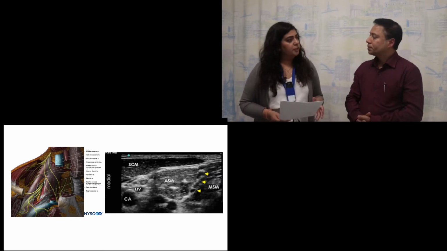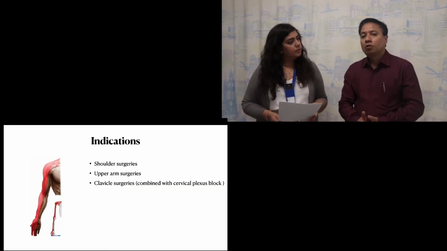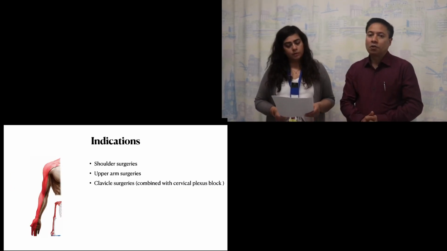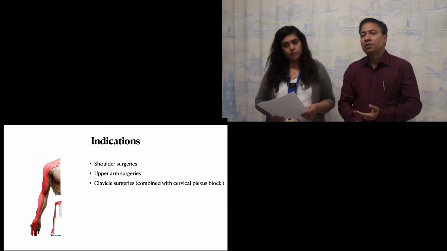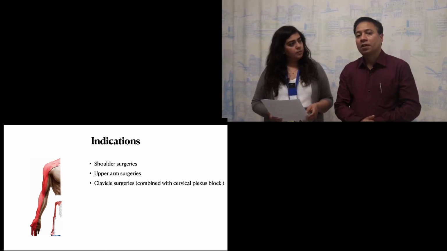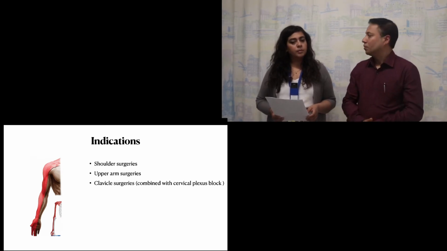So for which surgeries would you use this interscalene block? The interscalene block is most commonly used for shoulder surgeries, which could be open or arthroscopic. Other common indications are humeral surgeries, for proximal humerus fracture, and also some lateral side of the clavicle surgeries where it can be useful.